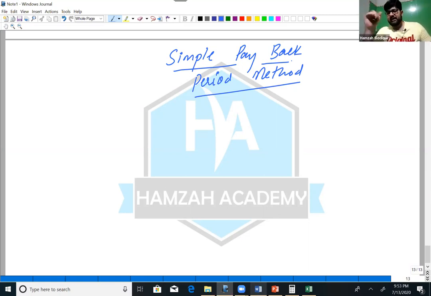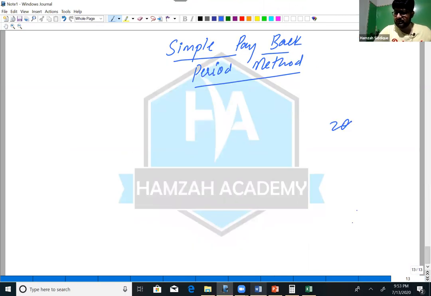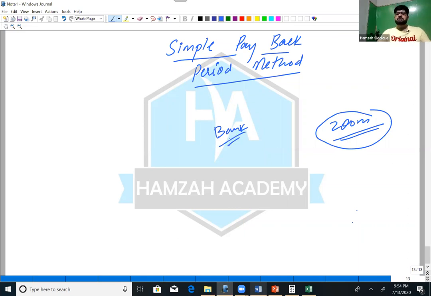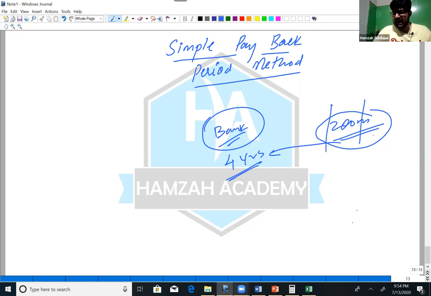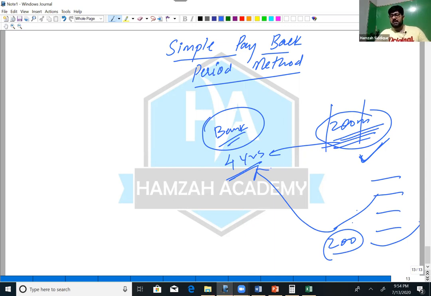For example, an investment requires 200 million investment today. And I am going to arrange this amount from some bank. The bank is giving me a loan for 4 years, meaning I have to return it in 4 years. Now, if I make the investment, I will be concerned whether I will get this initial investment back in 4 years so that I can return this amount to the bank. If the project is not giving me this amount back in 4 years, I cannot move forward with the project.